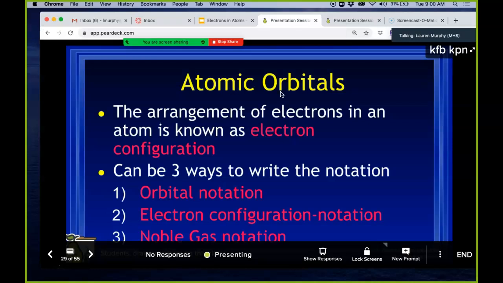Okay, so atomic orbitals. This is an arrangement of electrons around an atom, and we're going to call this electron configuration. It's these locations where we're finding electrons. So there are 3 ways to do it. The first way, which is the first way we're going to do, is orbital notation. This is showing electrons in different regions around the atom. And then electron configuration just takes that and writes it out in numbers and letters. And then noble gas notation is your shortcut method. So we're going to do noble gas notation last.